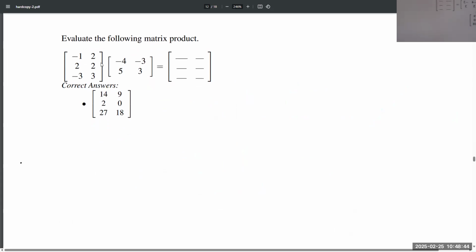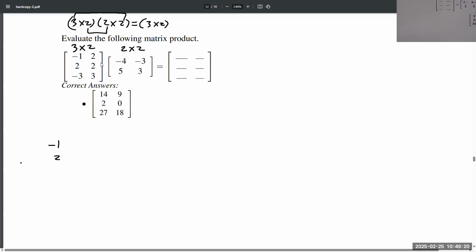Evaluate the matrix product. This is a 3 by 2 times a 2 by 2, so this is going to output a 3 by 2. These have the same inner dimensions, so it will output the outer dimensions. And that's what the computer is waiting for: for you to put in those values for the outer dimensions. Okay, so let's find what those are.